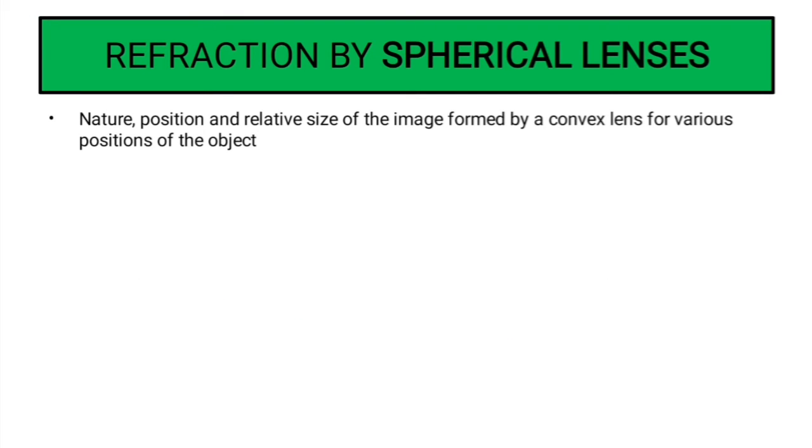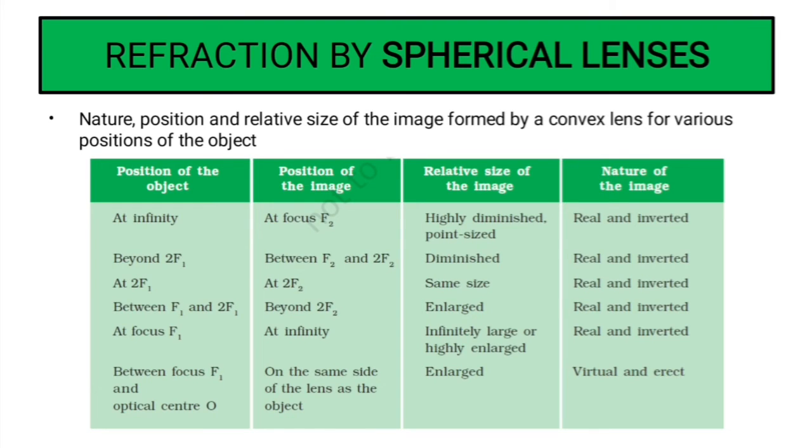Talking about the refraction by spherical lenses, the nature, position and relative size of the image found by convex lenses for various positions of the object are as follows. This list is also given in your NCERT textbook. Very helpful textbook, students. Please refer to NCERT textbooks. Most of the information in these videos is taken from the NCERT textbook. I generally refer to NCERT because you get all the information of the syllabus in these textbooks.